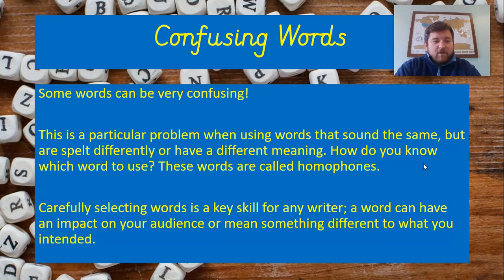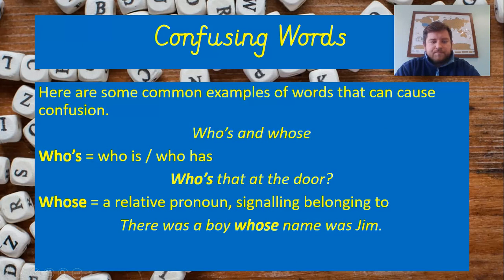Some words can be very confusing, and this is a particular problem when you're using words that sound the same but that are spelt differently and have a different meaning. So how do you know which word to use? These words are called homophones. Carefully selecting a word is a key skill for any writer. A word can have an impact on your audience or mean something different to what you wanted it to. So, here are some examples.